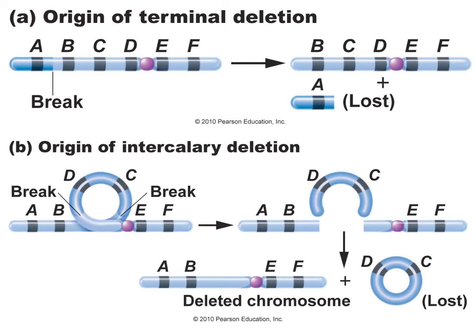Your text digs into how these deletions might happen in the middle of these chromosomes, how chunks might be lost from the middle. So this is just the difference between a deletion that is either terminal at the end or intercalary somewhere in the middle. Okay, it's not terribly difficult to understand, nor is it a critical concept that you understand, but just be aware that deletions can take place in multiple places throughout the chromosome.